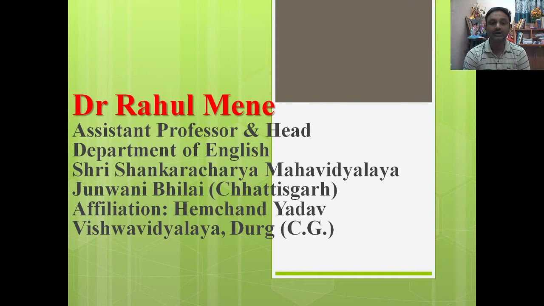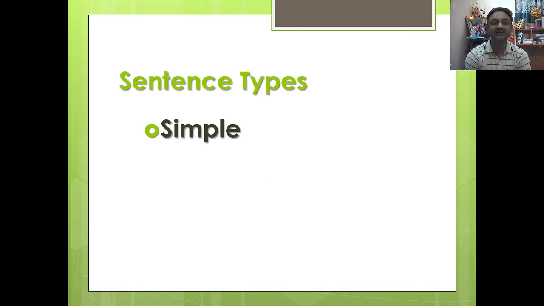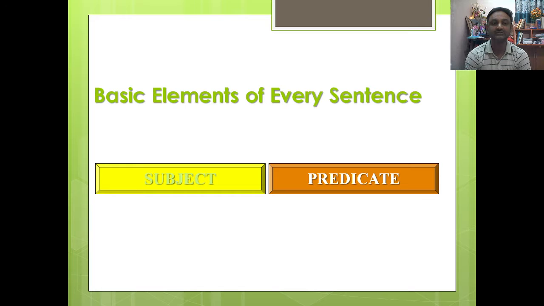I am Dr. Rahul Mene and today we are going to discuss the topic structure of sentences, which comprises simple, complex and compound sentences. So we can identify this sentence type as first one is simple, second one is compound and the third one is complex. The basic element of every sentence comprises a subject and predicate.